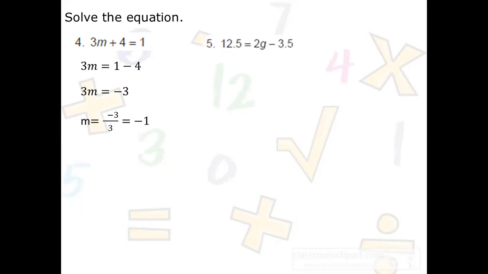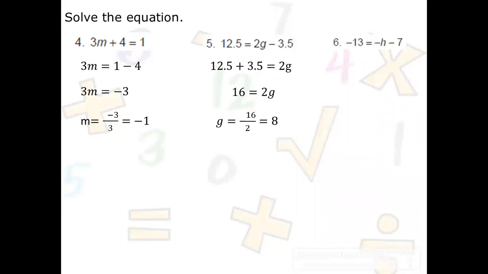All right, let's move to the next question. Now there's a decimal question. 12.5 equals 2g minus 3.5. Negative 3.5 will become a positive 3.5 because it's changing the side of the equation. So 12.5 plus 3.5 will give you 16. So 16 equals 2g. Now, are you done with the question? Of course not, because we have to solve for g. There is a 2 with the g, and you have to get rid of the 2. This means multiply, so what you are going to do is divide. 16 divided by 2 will give you an 8. So the answer for question number 5 is g equals 8.